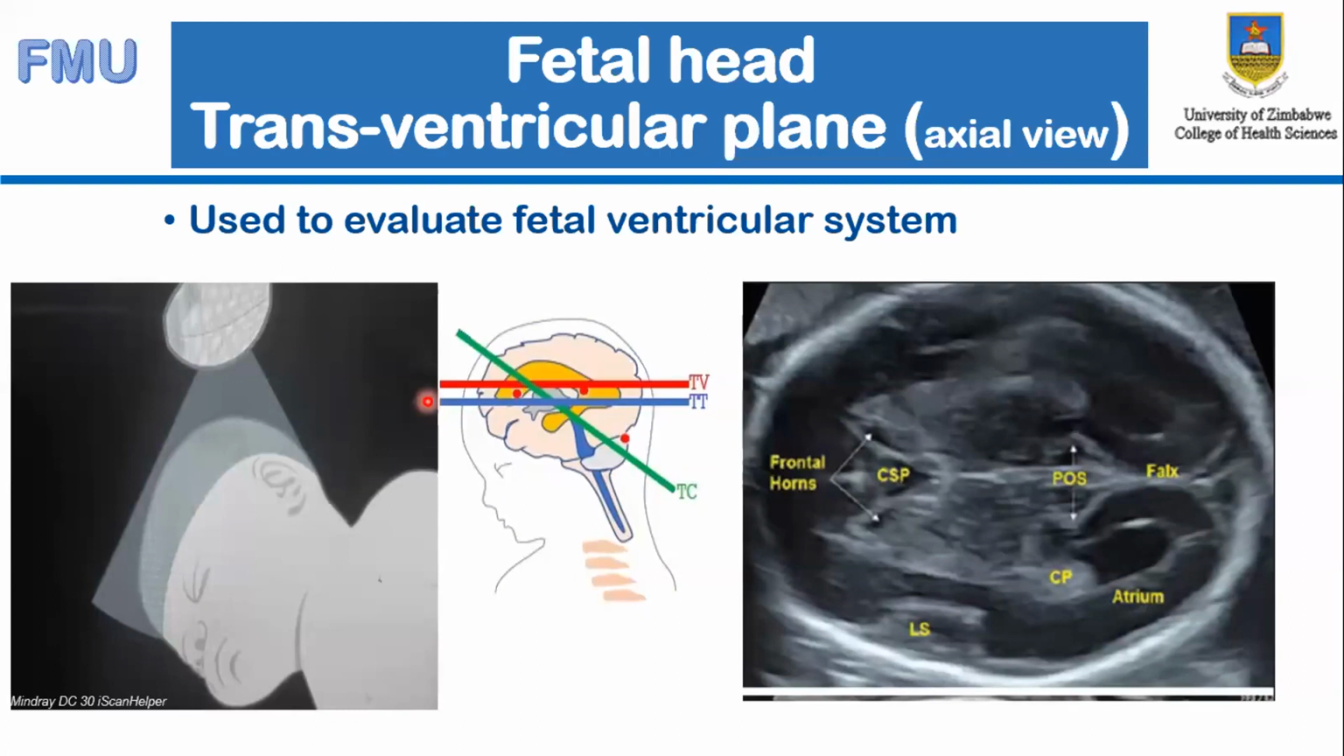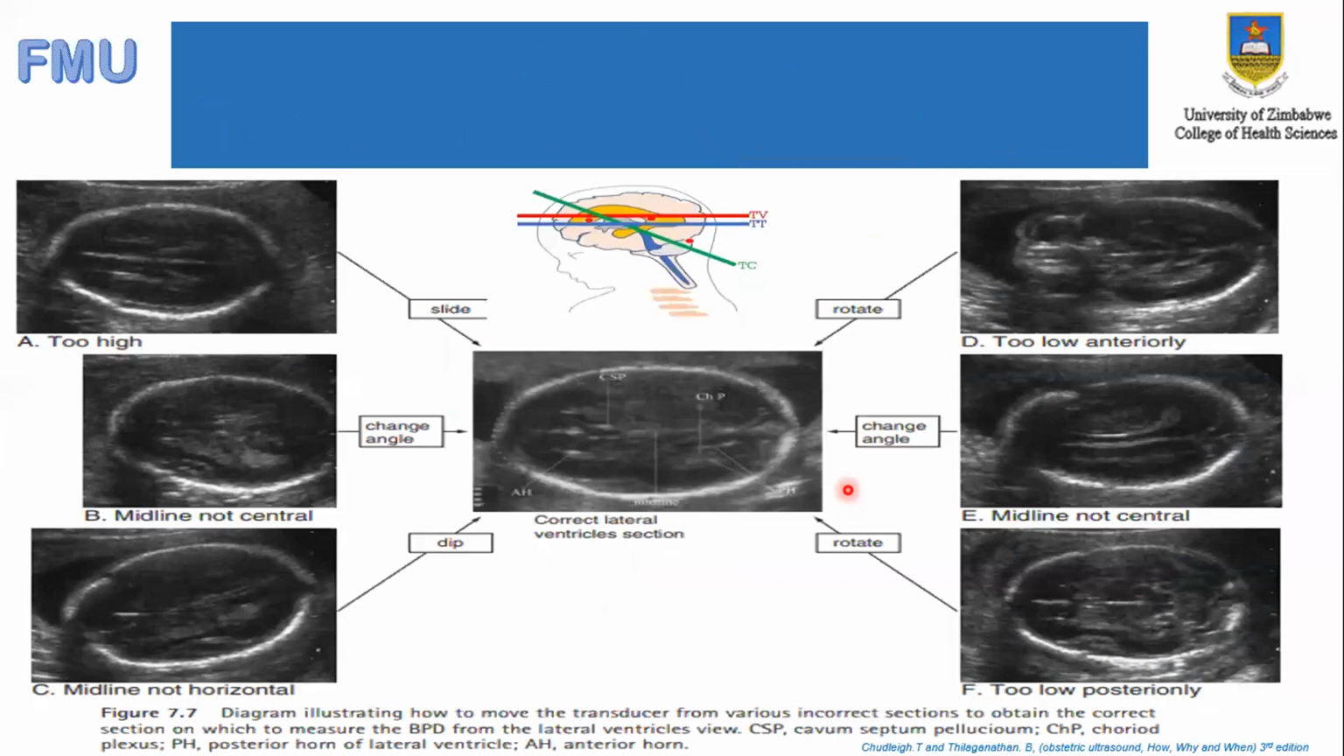This is a diagram illustrating how to move the transducer from various incorrect sections to obtain the correct section on which to measure the BPD at the level of the transventricular plane. These are some of the maneuvers that you might make on the probe in order for you to get a perfect image of the transventricular plane.